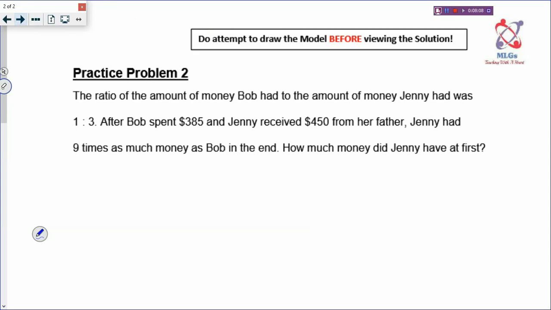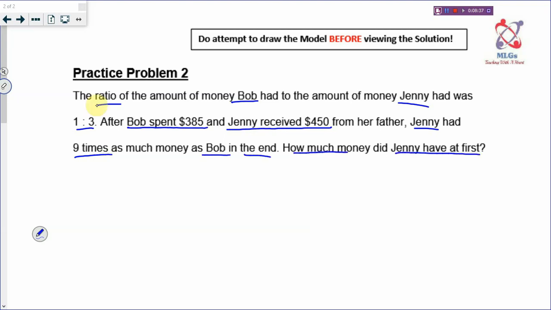Okay, let's go to the next one. Now the next one, again, is a before and after. So let's see how we do. Alright, so don't panic if you look at this problem and don't know how to do. You're not supposed to solve it at the beginning. You're supposed to apply your model drawing first. So the ratio of the money Bob had to Jenny had was 1:3. After Bob spent 385, Jenny received 450. Jenny had 9 times as much as Bob in the end. So how much money did Jenny have at first?